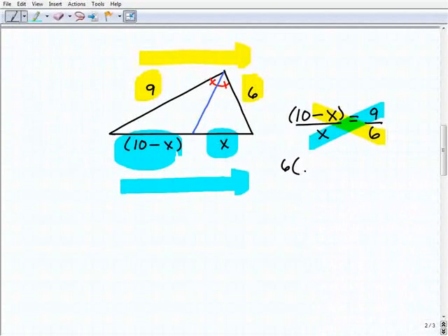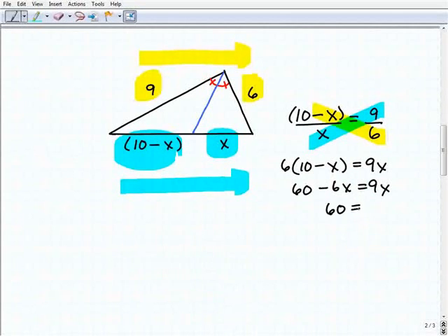I'm going to get 6 times 10 minus x is equal to 9x. So I'll get 60 minus 6x equals 9x. Now I want to add 6x to both sides of the equation. I get 60 equals 15x. And then, of course, x will be equal to 4.